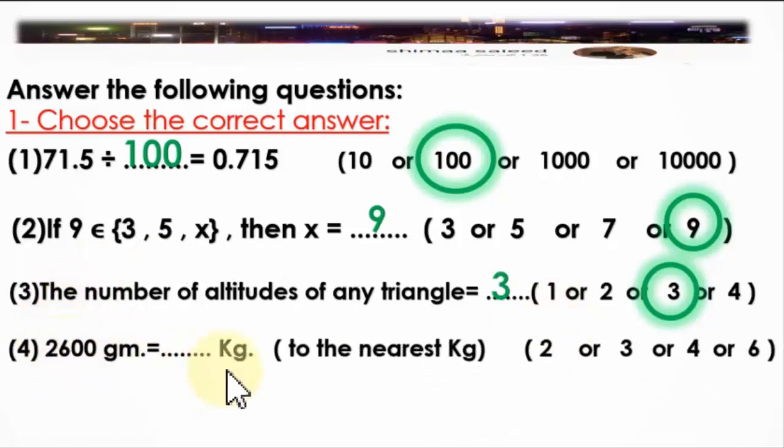2,600 grams equals, we want to convert this gram to kilograms and then approximate it to the nearest kilogram, or to the nearest whole number, or to the nearest unit. Okay, firstly, how can we convert gram to kilogram? By dividing the number by 1,000. So put the decimal point after 3 digits. 1, 2, 3. So the number is 2.6. And if we want to approximate it to the nearest kilogram, we will cancel 6 and increase the value of 2 by 1, so 2 becomes 3 kilograms.